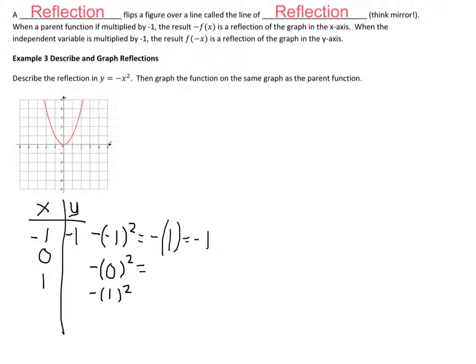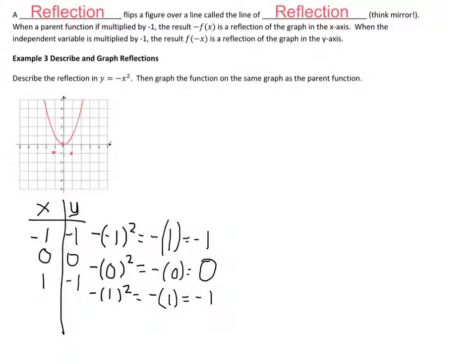0 squared is just going to equal 0, and I have a negative on the outside, which would be -0, but there's no such thing as -0, so we're just going to say 0. 1 squared is going to be +1, but then again, we have a negative we have to deal with on the outside, so we're going to get -1 as our answer. So if we go ahead and go to graph these, we have -1, -1. We have 0, 0. And we have 1, -1.